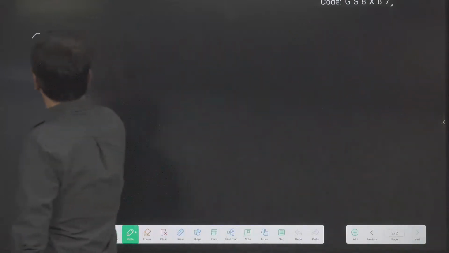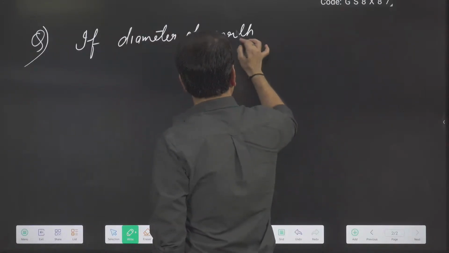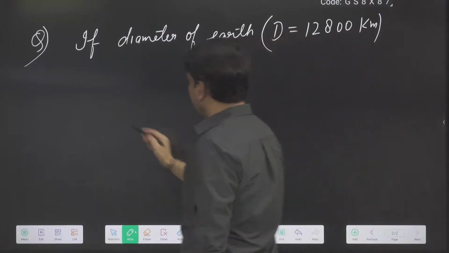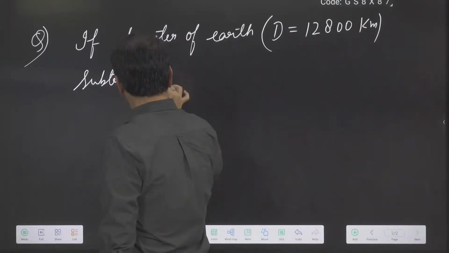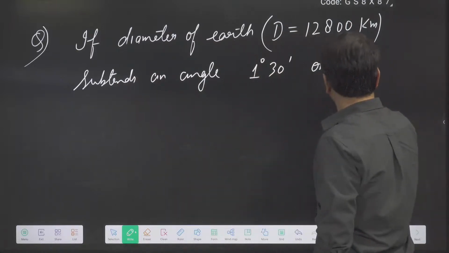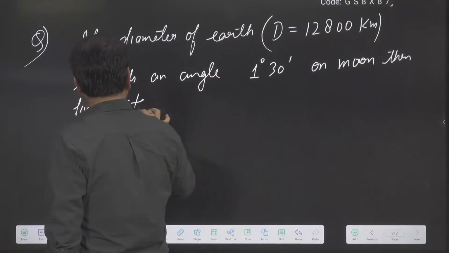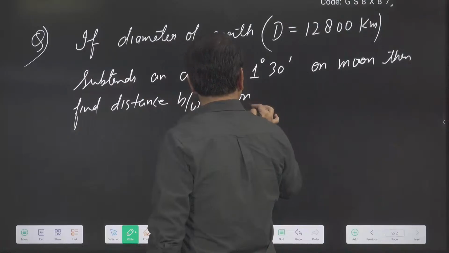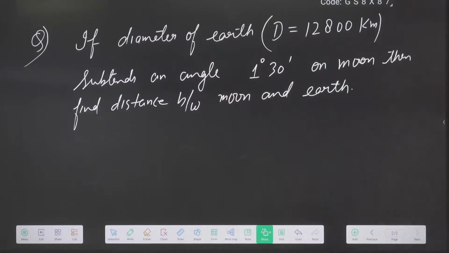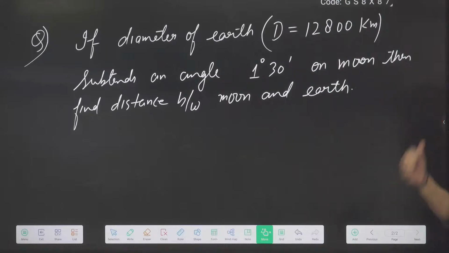So, a small question we can do. If the diameter of the Earth is 12800 kilometer, then it subtends an angle of 1 degree 30 minutes on the Moon, then find the distance between Moon and Earth.